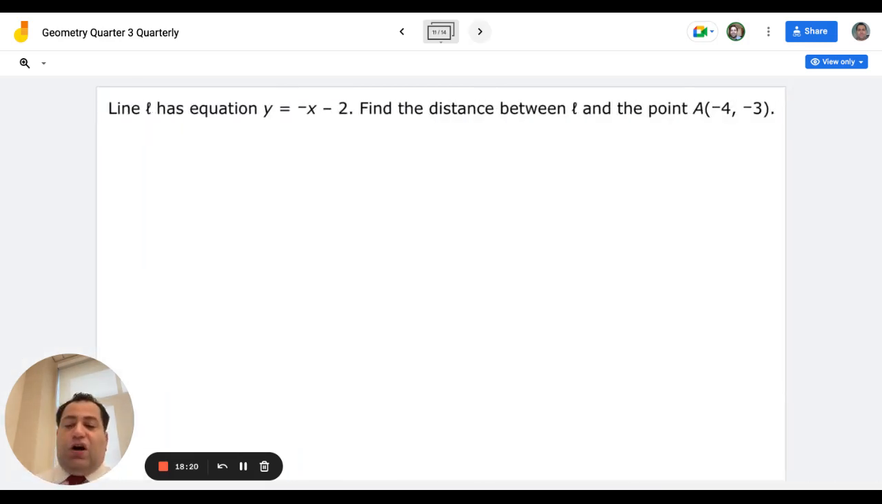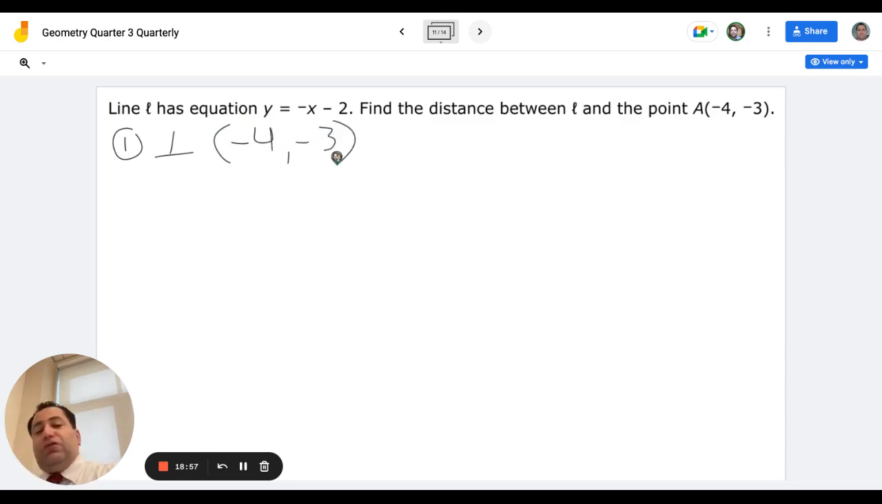Okay, so this question is just for the honors group. So again, if you're in regular geometry, you can skip this question and move on to the next one. The question is, line L has an equation of y equals negative x minus 2. Find the distance between L and the point negative 4, negative 3. So it's a 3-step process. We did it in class the other day. The first step in the process is we need the equation of a line that's perpendicular and goes through negative 4, negative 3.